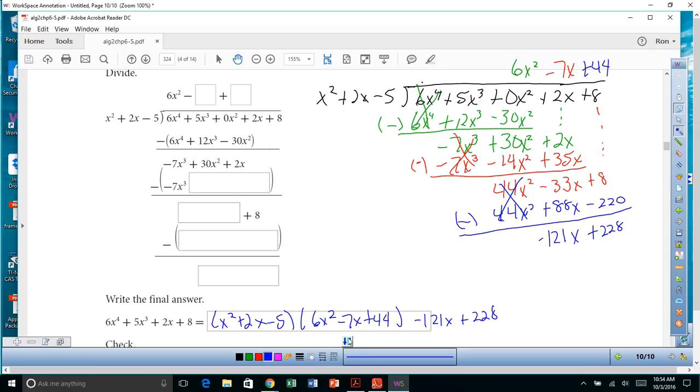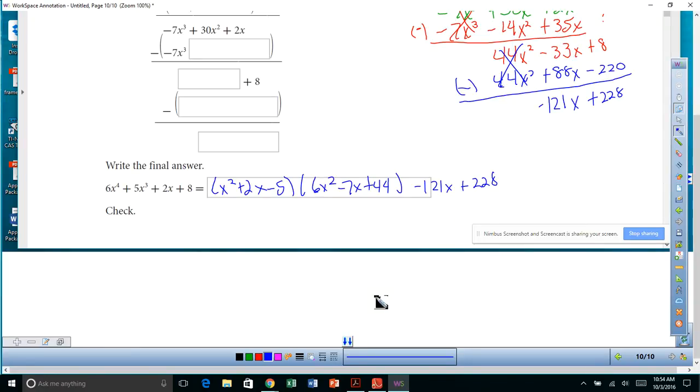Now we need to do a check. So let's do a check. And the way we do a check is we just multiply across here. So we've got equals x squared times 6x squared would be 6x to the fourth. X squared times negative 7x would be minus 7x cubed. X squared times 44 would be plus 44x squared.